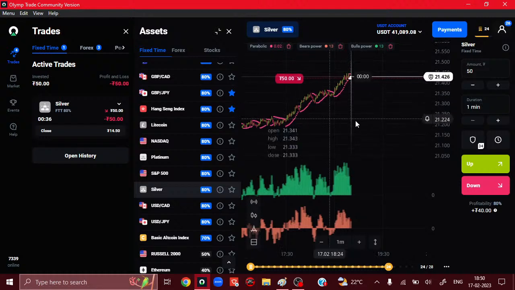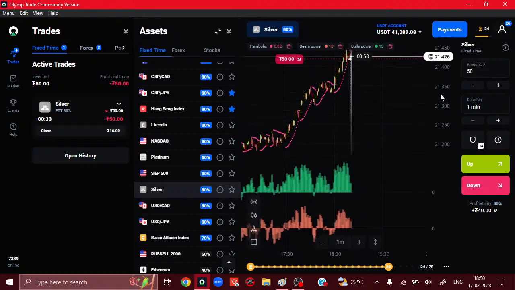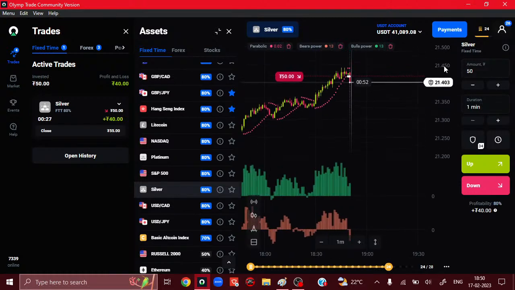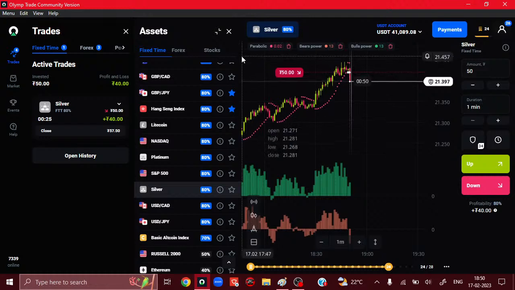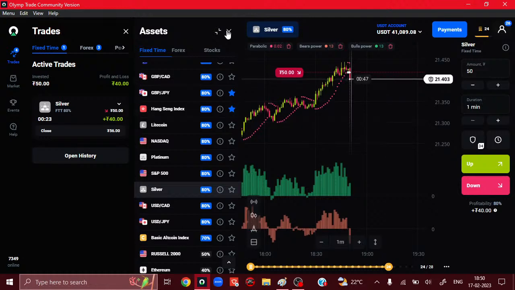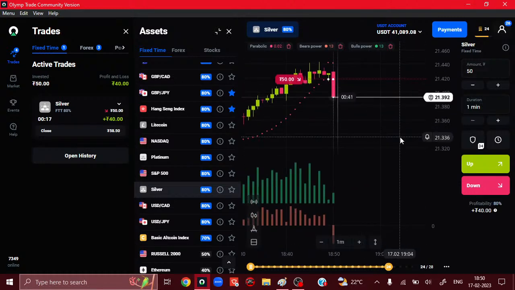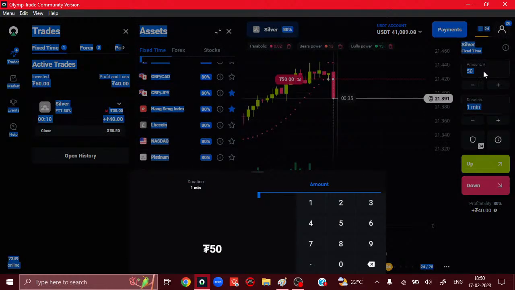See, whenever the price is going in a certain direction, you might find small retracements, small corrections. And to find those, the best indicator is parabolic. So I think we might win this trade. Then again, we will come back to the base amount, which is 20.